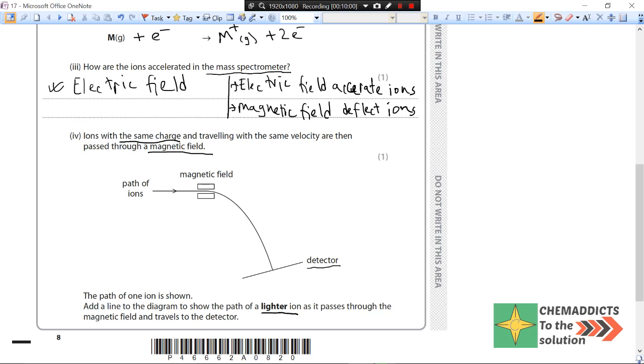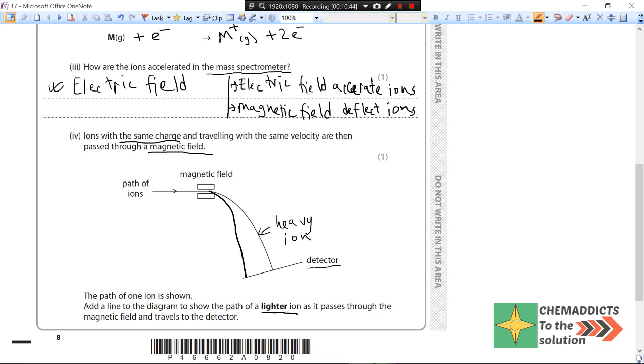So we can guess here that this is the path for the heavier ion. Since they have asked us to draw the path of a lighter ion, this must be the heavier ion. So here the heavy ions are detected. This is the path for the heavier ion. So here we need to draw the path of the lighter ion. Let's draw. The expected path should be this.